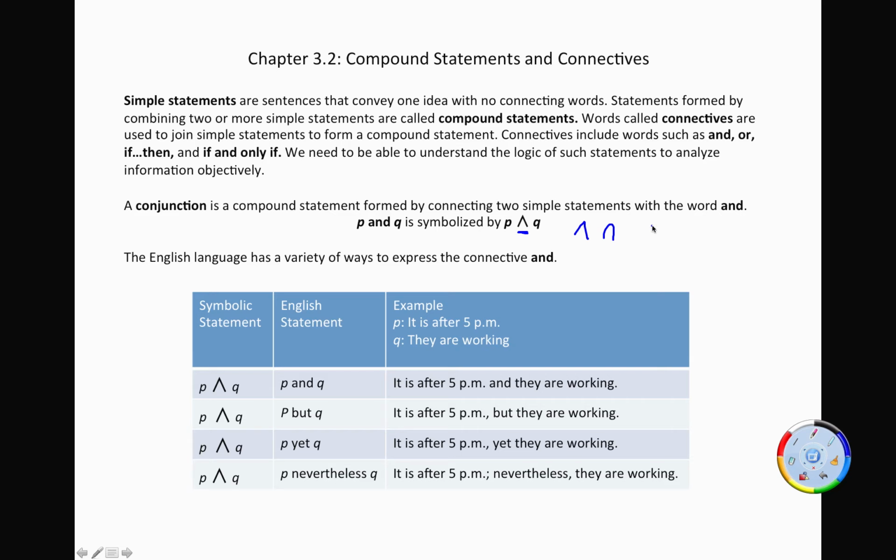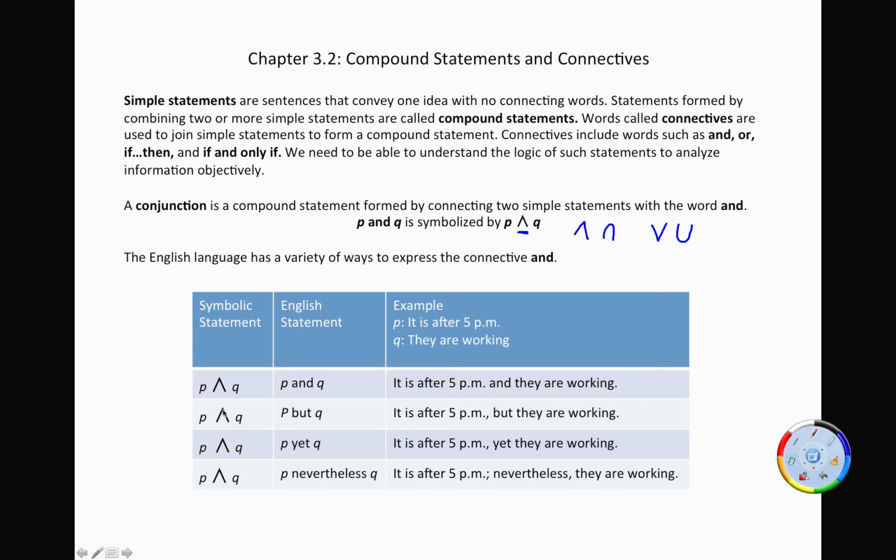Same way, our or symbol for logic will look like this, and notice the similarity to the or symbol for set notation. So to help you remember which is which, if you already have your set notation down, that should help you with your logic notation. Now, the English language has a variety of ways to express the connective and. And this table, again, remember your tables can all be found from Chapter 3 in a handy document in your Canvas classroom to help while you're studying and doing your homework.